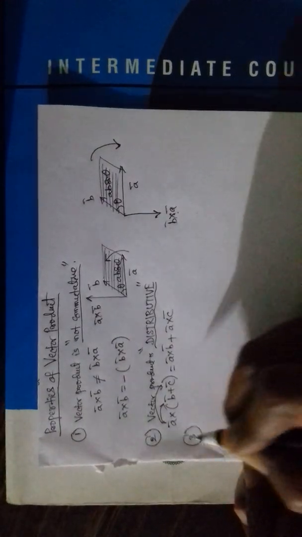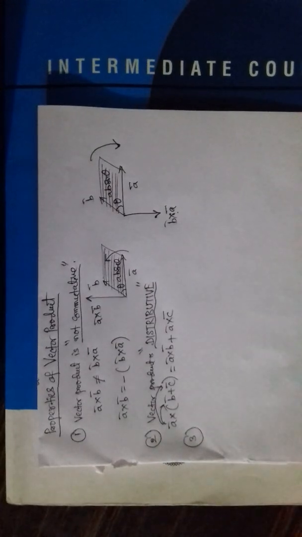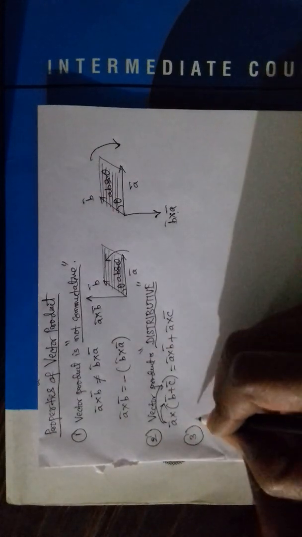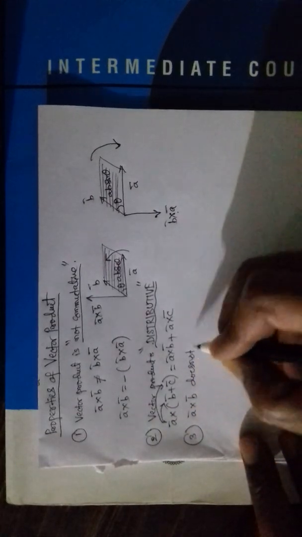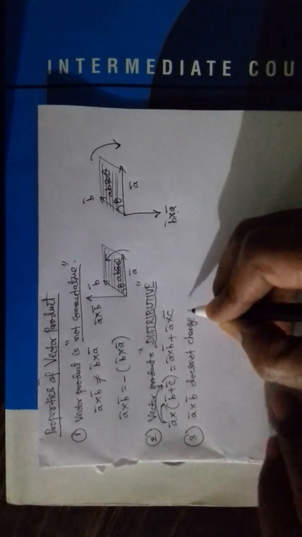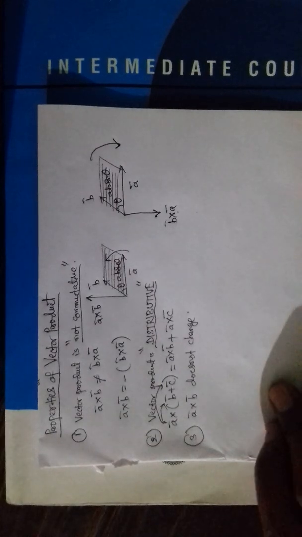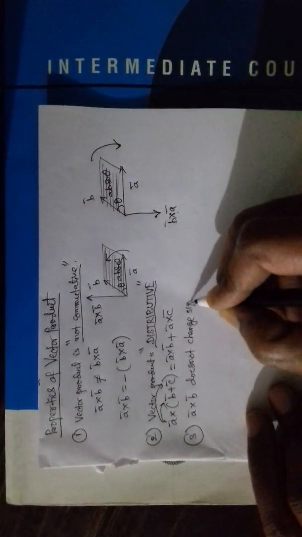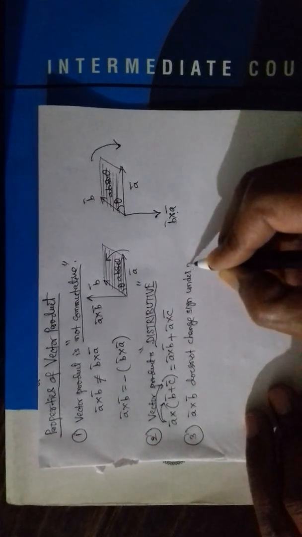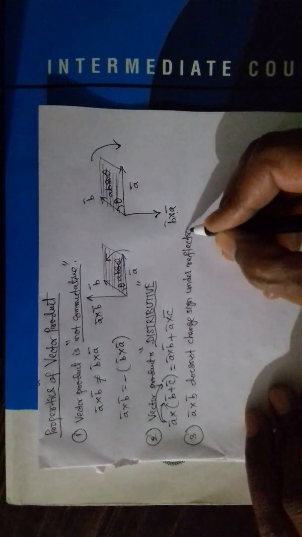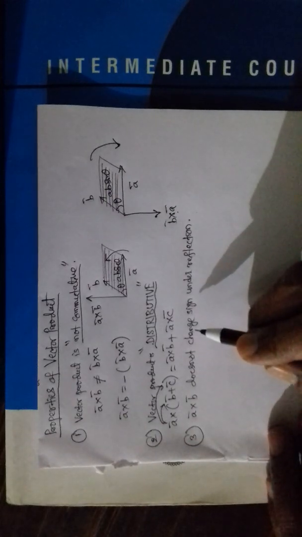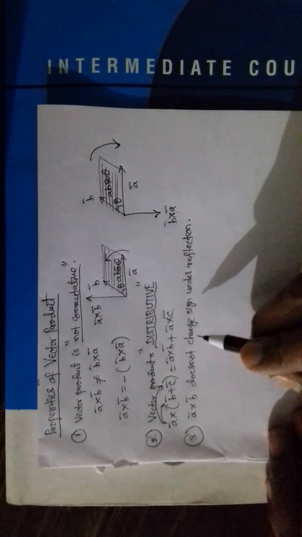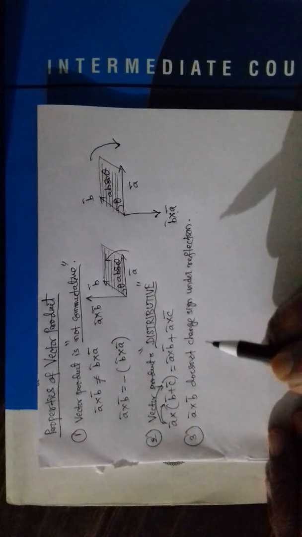Now, third one. The third one is A cross B doesn't change. A cross B doesn't change sign under reflection. This is another property. See, all of you know, when we look into the mirror, see, right side becomes left side and left side becomes right side.